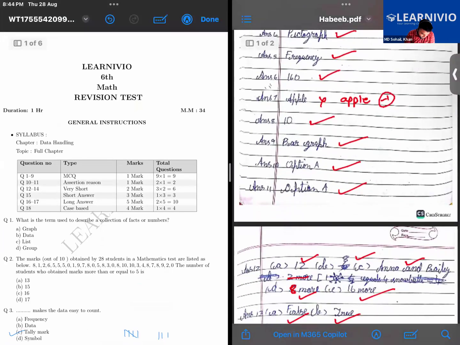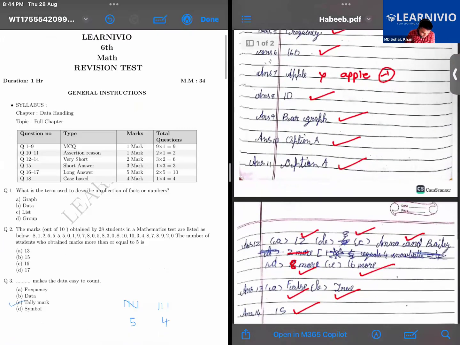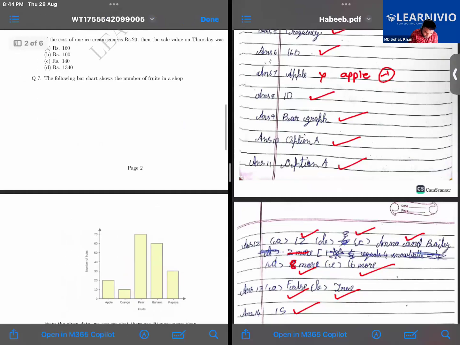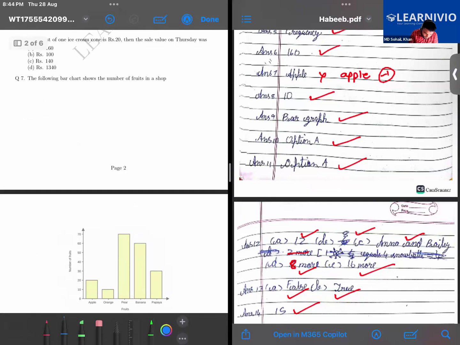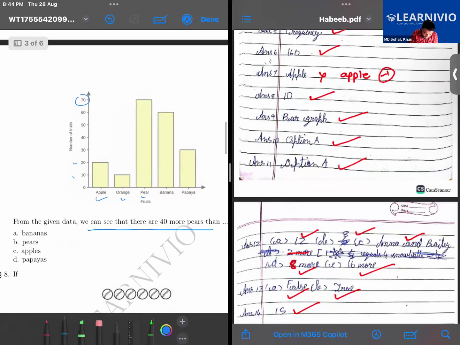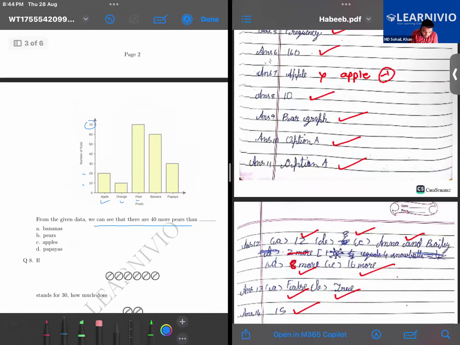In question number 7, your marks were deducted. The question was saying, the following bar shows the number of fruits in a shop. How many apples are there? 20. How many oranges? 10. Pear is 70, and so on. The further question is asking, from the given data, we can see that there are 40 more pears than what?